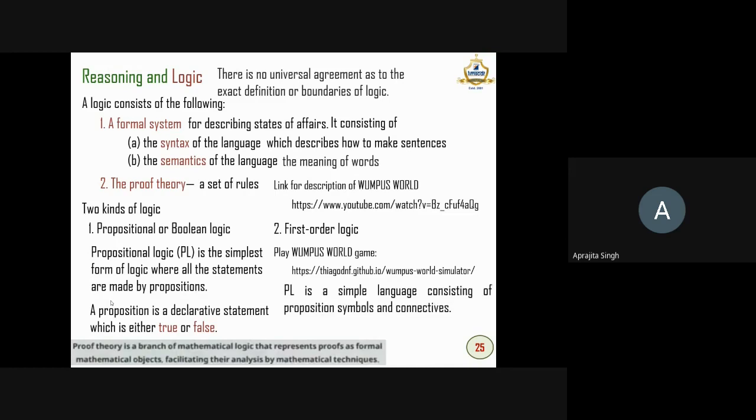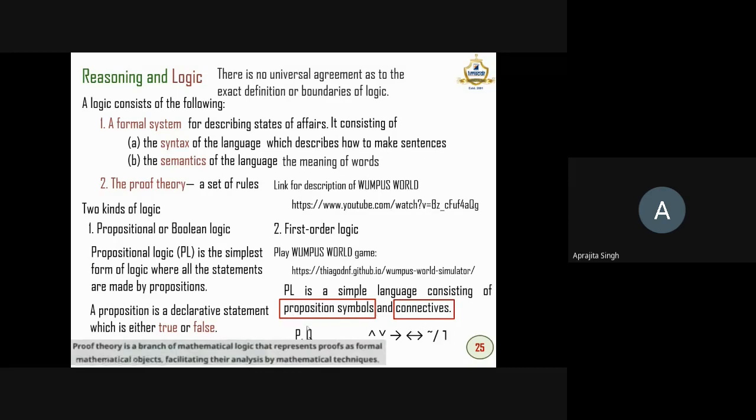Propositional logic is a simple language consisting of proposition symbols and connectives, and these are the connectives that I use. What are proposition symbols? P, Q, A, B, you can write anything. Those are the proposition symbols, and these are the connectives: and, or, implies, if and only if, negation, follows. This is also negation. So either a tilde sign or this sign you can use for negation. So these are certain connectives.